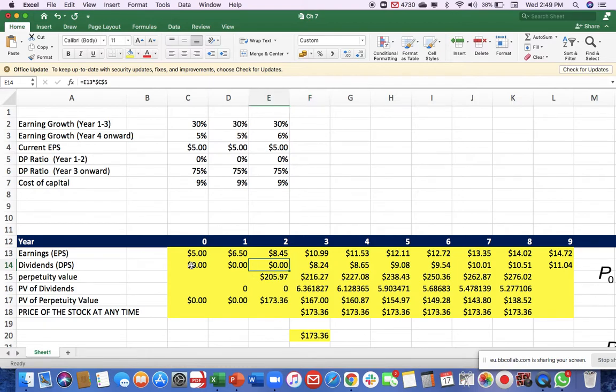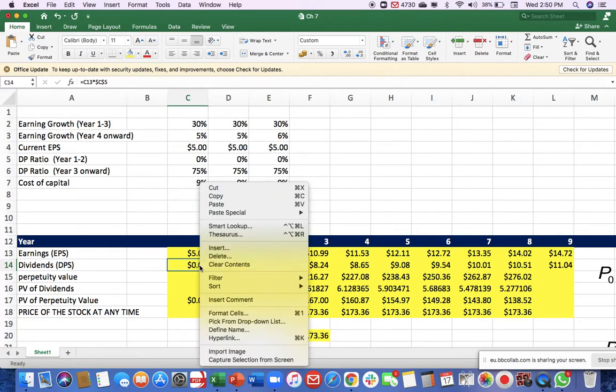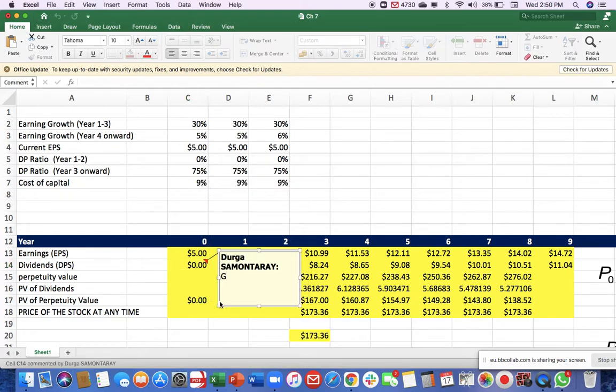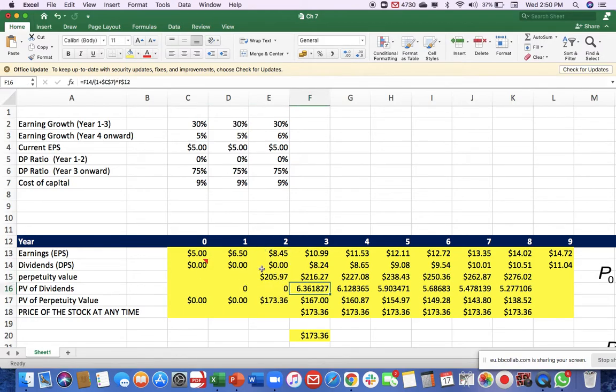What we have done in year 0 and year 1: 9% cost of capital, and we can insert a comment here. Growth is equal to 30%, whereas cost of capital is equal to 9%. So this is a profitable growth. So we should invest in this company.